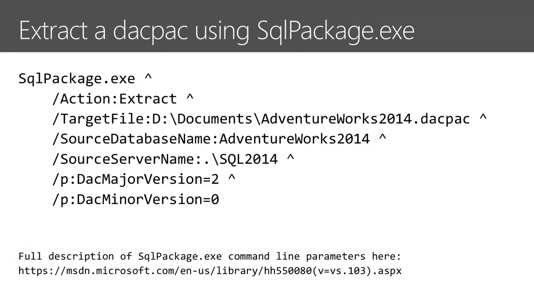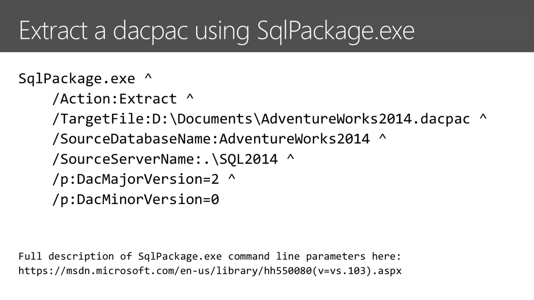So this is an example of extracting a DACpack using sqlpackage.exe. So we've got an action, extract. We're specifying a target output file. We're specifying the source database name, the source server name, and then a couple of properties, /p:, DacMajorVersion and DacMinorVersion, so we can specify what version this new DACpack is. Okay.